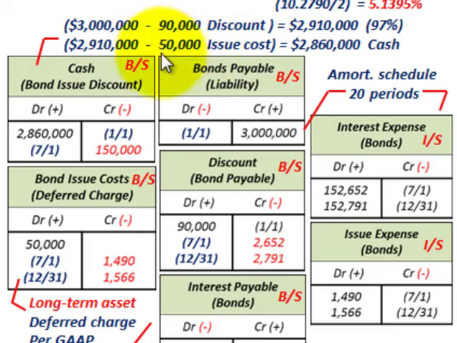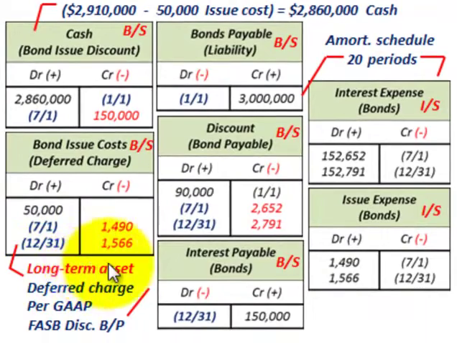But we have the issue costs, so what we do is we reduce our cash account by the amount of those issue costs. Let's look at our arithmetic: $2,910,000 less $50,000 issue costs. Our cash amount is going to be $2,860,000. So the $2,910,000 is divided, with the cash of $2,860,000 debited, and then we also debit bond issue costs. That's what they call a deferred charge, and it's really a long-term asset. So we debit that for $50,000.